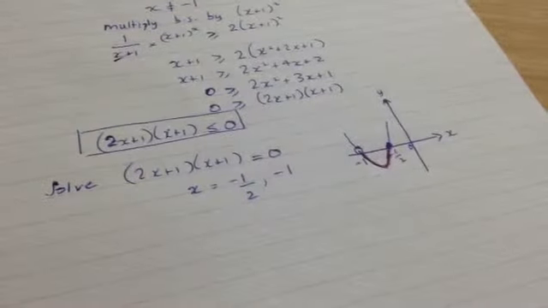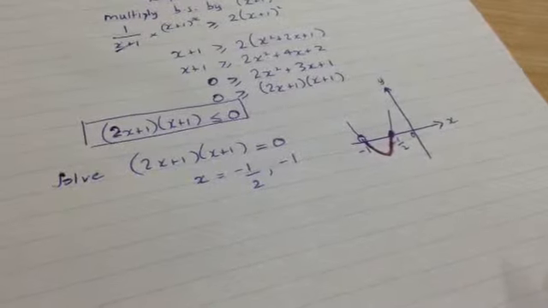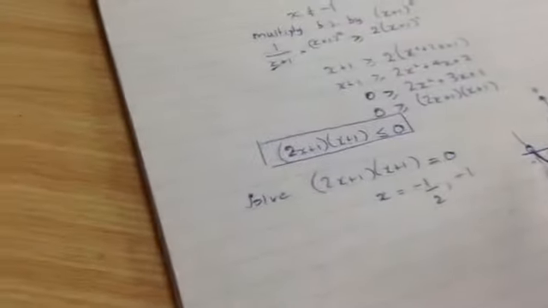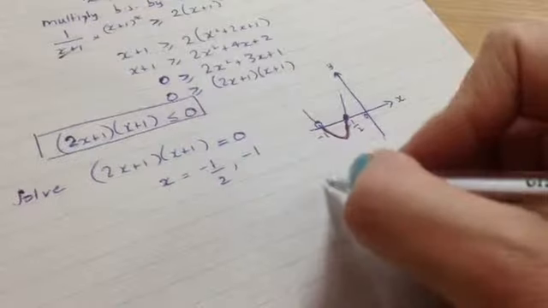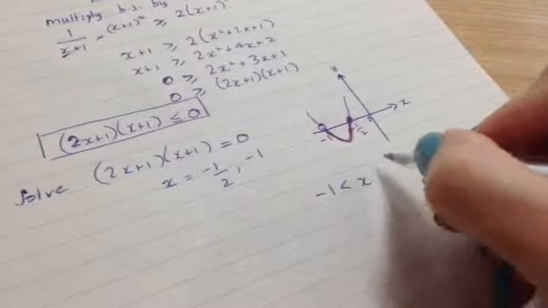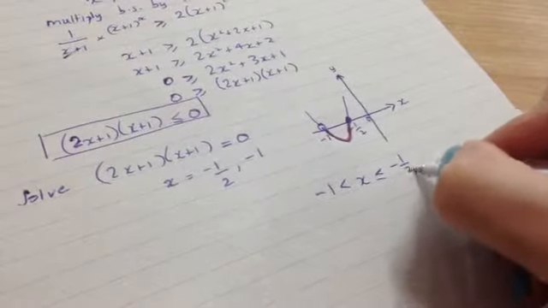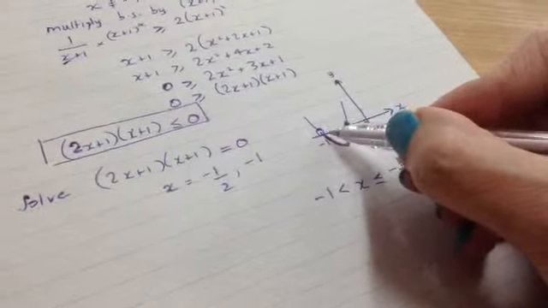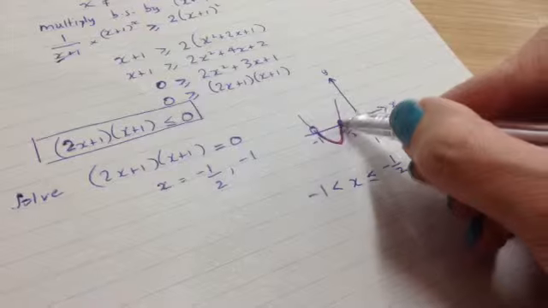And that now will help you write the solution. The solution is, have a look, that over here, -1 is less than x, which is less than or equal to -1/2. It's less than x because it's open, but it's less than or equal to minus half because it's closed.